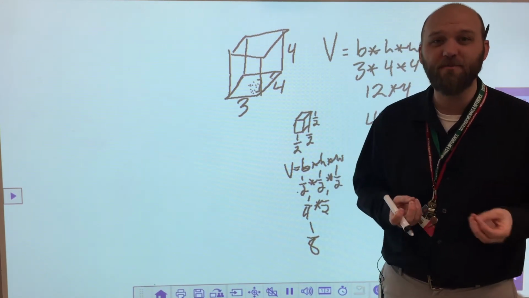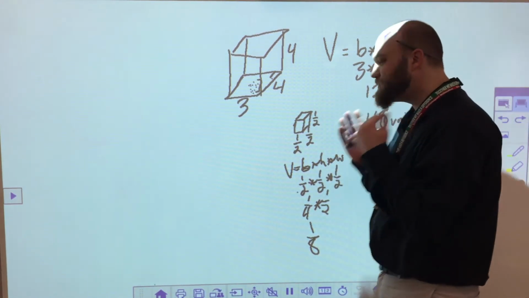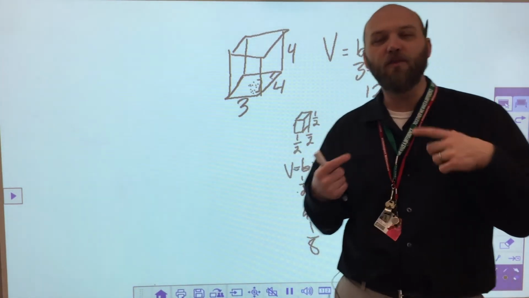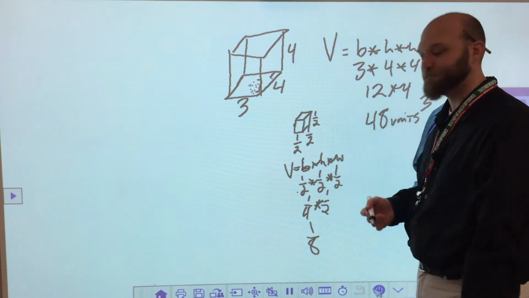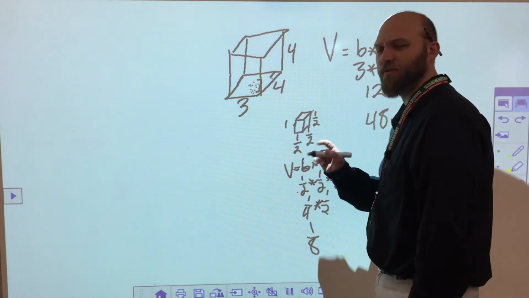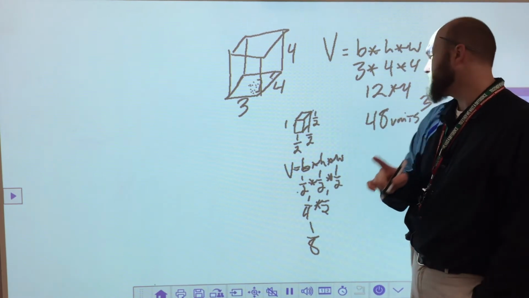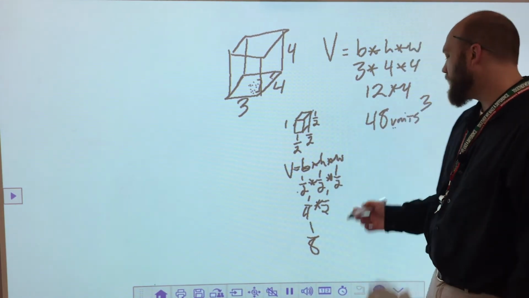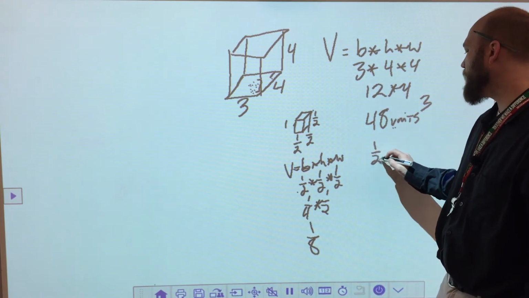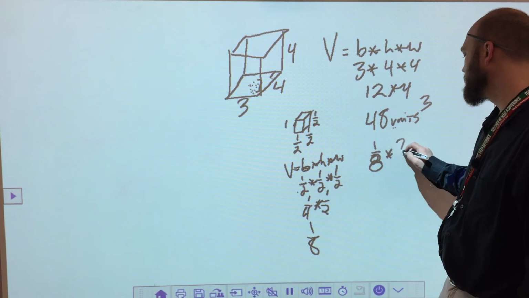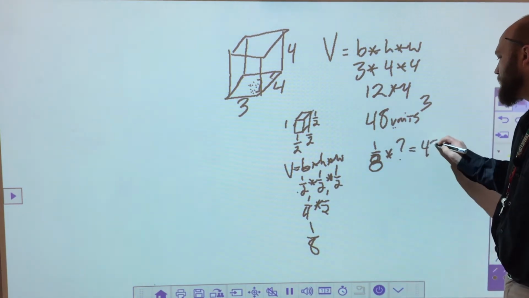It is, trust me. Again, you need to write these out. You need to start with the formula, plug in the numbers. Otherwise, it won't make sense if you start guessing, okay? So it's 1/8. So I know that I have 1/8 volume cubes. And if I have 48 units total, well, I ask myself, how many 1/8 units, some number, equals 48?